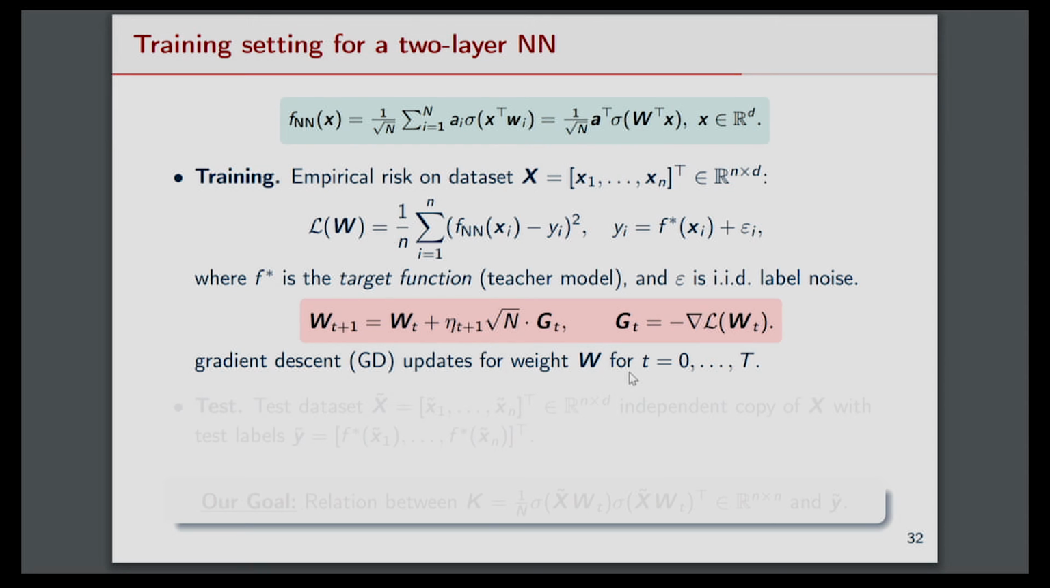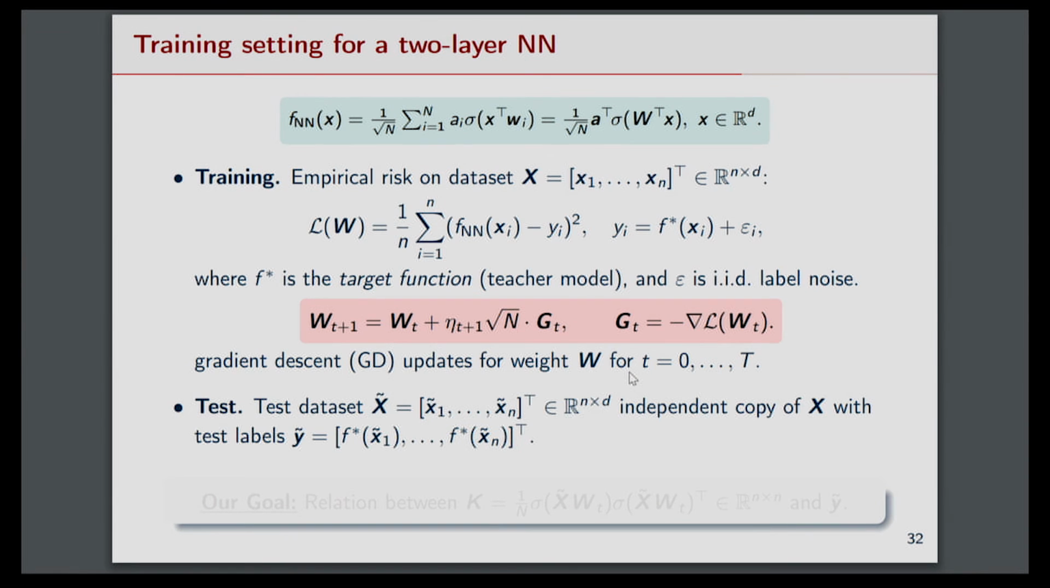Ideally, we just consider the early phase of training, which means we fix the number of iterations. Let's say we have capital T steps and understand the weight matrix after T steps. So that's the training set. And for the test part, we just make an independent copy of the training data set and the training labels.